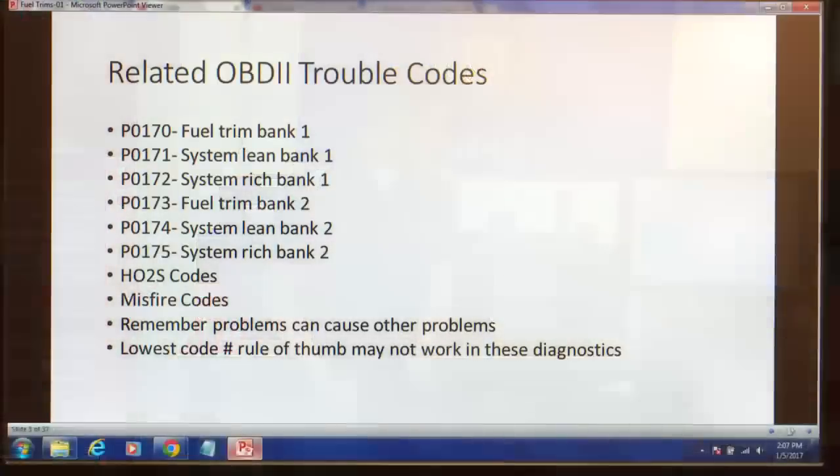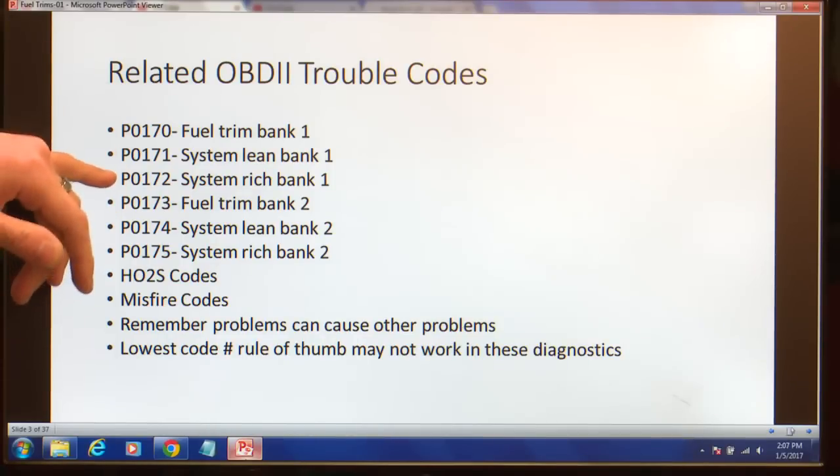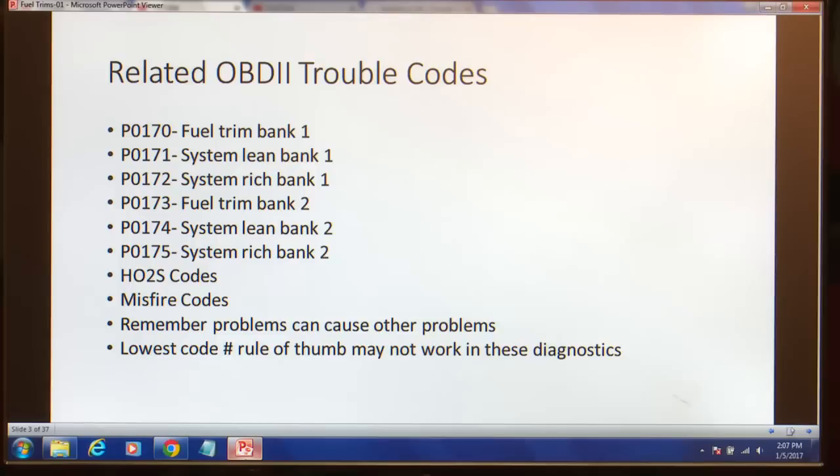So, let's talk trouble codes. P0170 through P0175 are going to be all of our fuel trim codes. Starting with 170 through 172, these are all bank 1 codes for lean and rich on bank 1. If you have a 4-cylinder engine, you're only going to see bank 1 codes.